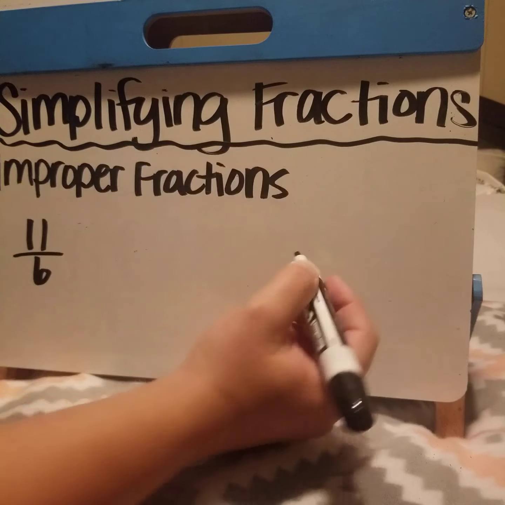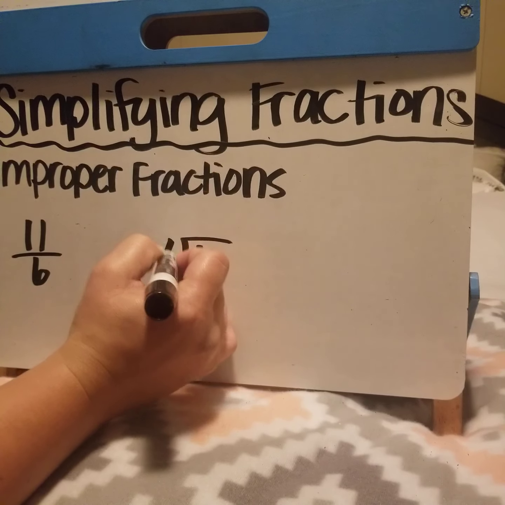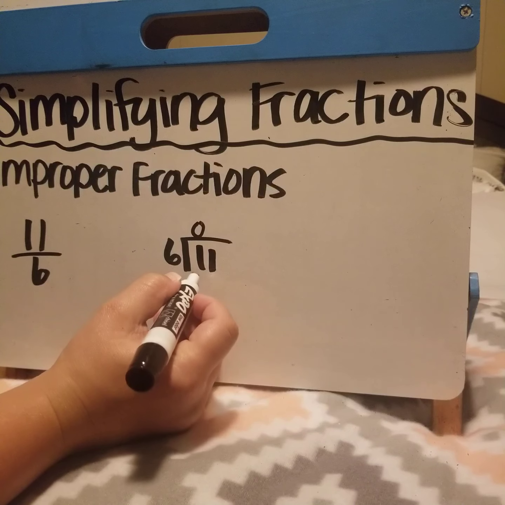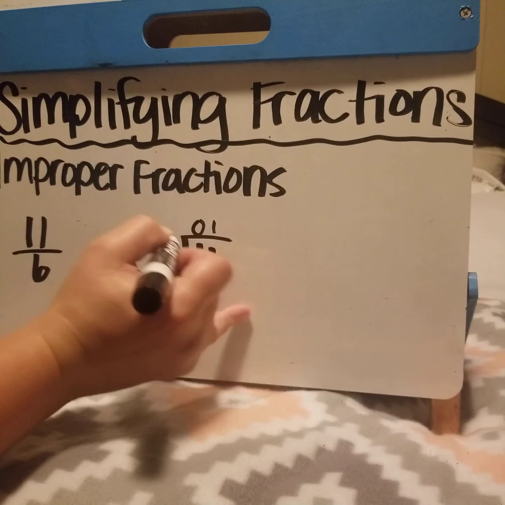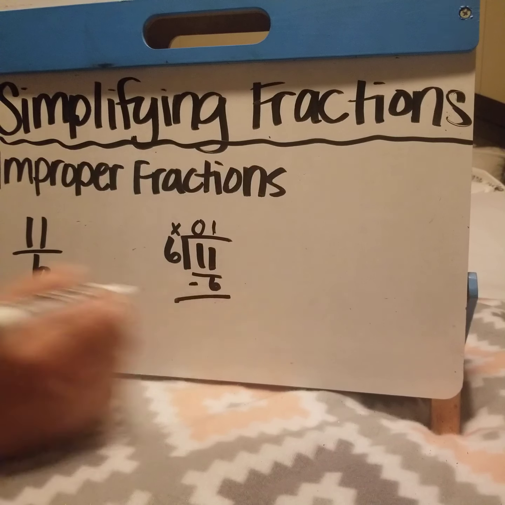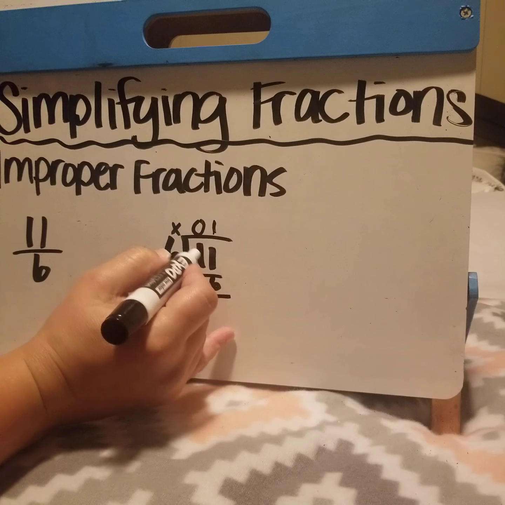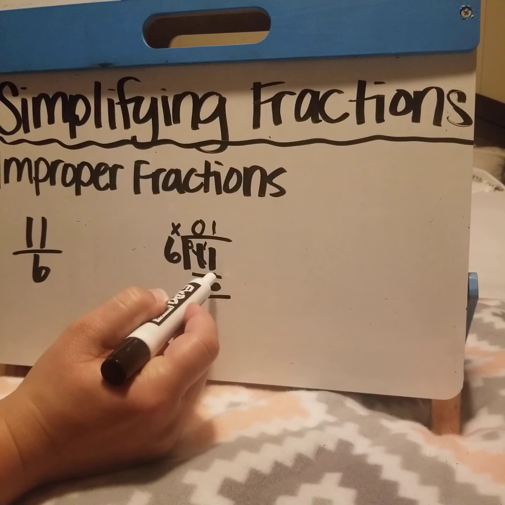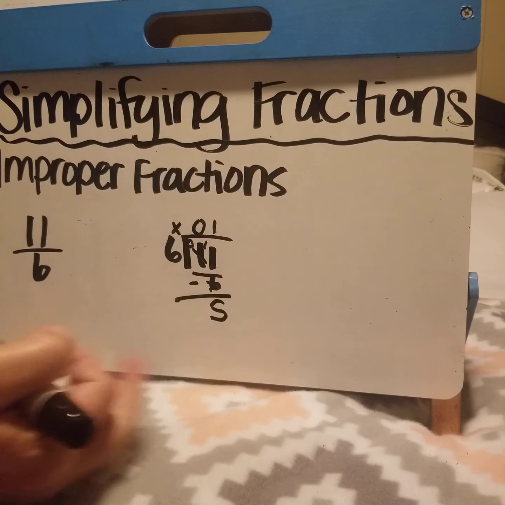So 11/6, we would take our numerator 11, divide it by the denominator of 6. Okay, so 6 cannot go into 1, but 6 can go into 11. How many times? 1, because 6 times 1 is 6. Then we subtract and do our normal division. So I know I can't do 1 minus 6, I regroup. 11 minus 6, 11, 10, 9, 8, 7, 6, 5. Okay, so now we're at this point.